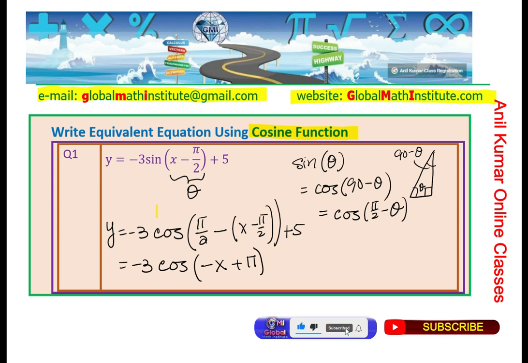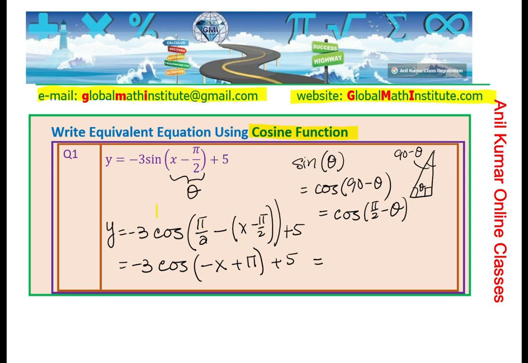As our answer. Now, cos of minus x plus pi by 2 can also be written, since cos is an even function, as minus 3 cos of x minus pi by 2 plus 5. Does that make sense? So there are many different ways of doing it, right? So that is one way of doing it. The other way, which I'll show you, is right here.